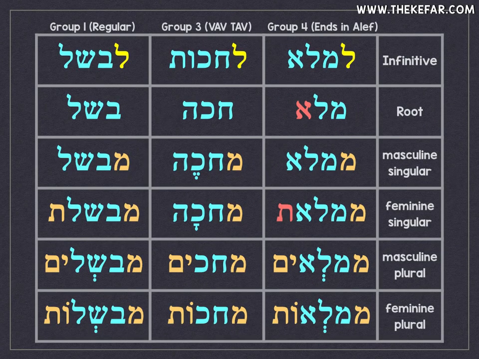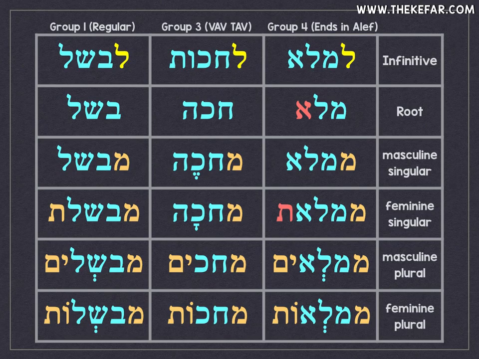So again, just wanting to show you the regular and the group 4 along with the vav tav in the middle. But right now I want you to pay attention to the left and the right column. On the left we have the regular, and on the right we have the ones that we just did that end in aleph. You'll see that they are basically exactly the same in terms of the sound pattern or the vowel pattern. The only difference is where we get the feminine singular. Whereas for our regular verbs, it's m-a-e-et. For the group 4, the ones that end in aleph, it's m-a-et.